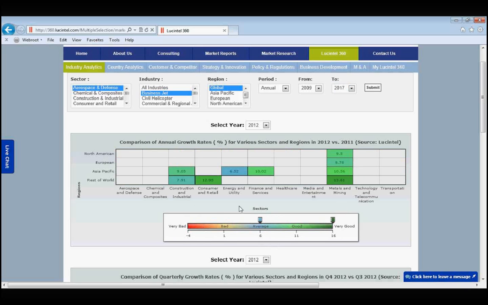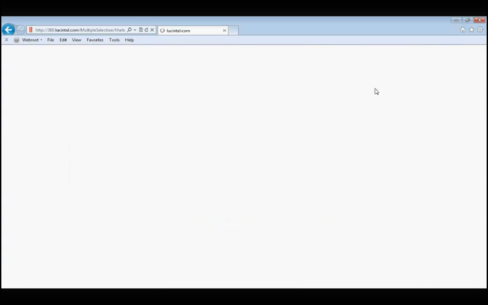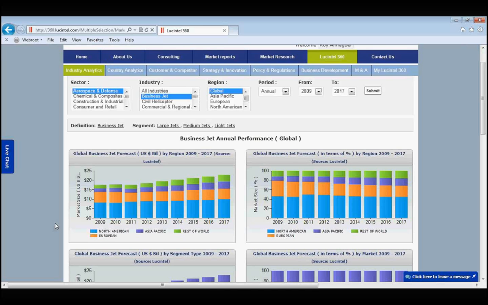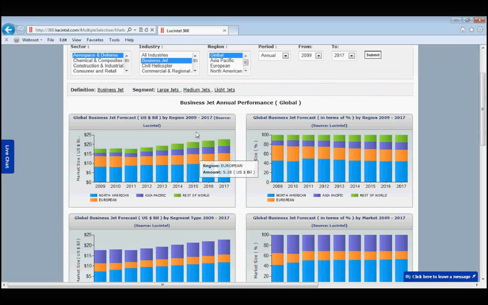So again, let's go ahead and execute this command that we listed here earlier. So what we're looking at here is going to be aerospace and defense in the business jet sector. We want to know what the global business jet forecast is. So we'll look at here from 2009 to 2017, and I'll break it down by region.